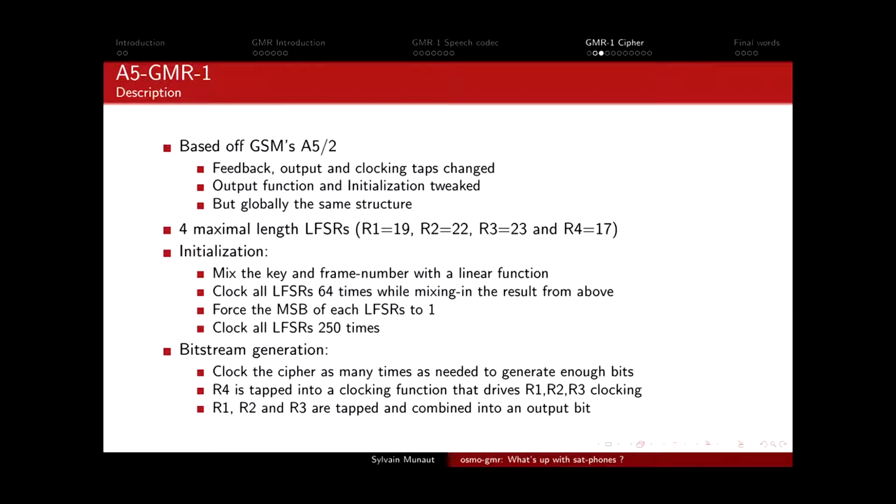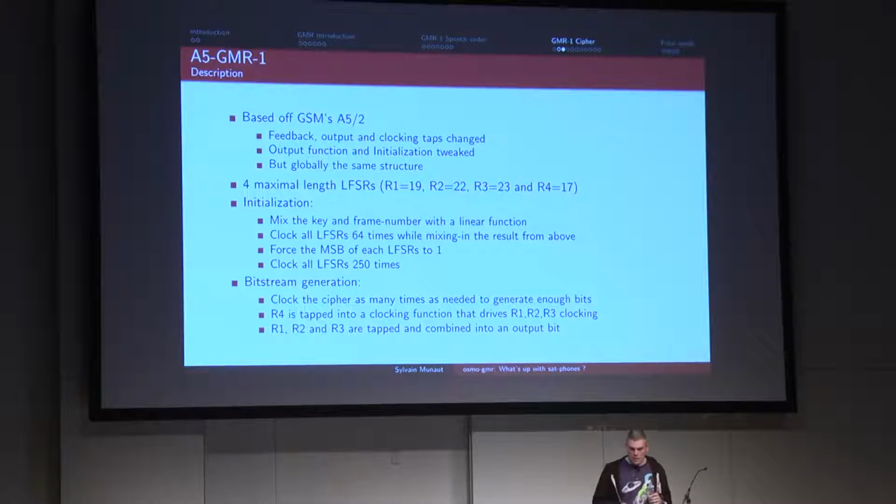This cipher obviously has an initialization step, where you basically take the key and the frame number that you want to encrypt, and you have some process to initialize the LFSR with those data. But really the only thing to retain is that this initialization process is entirely linear. There's only XOR and LFSR being involved. So that's pretty much the thing to remember. The actual irregular clocking is only applied when you generate the bitstream for encrypting the frame.